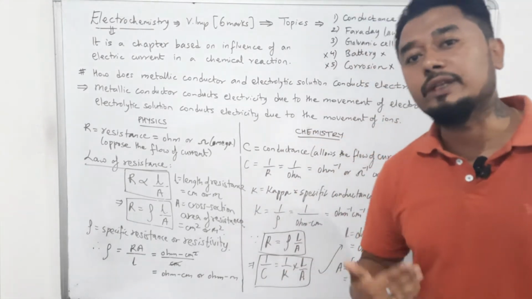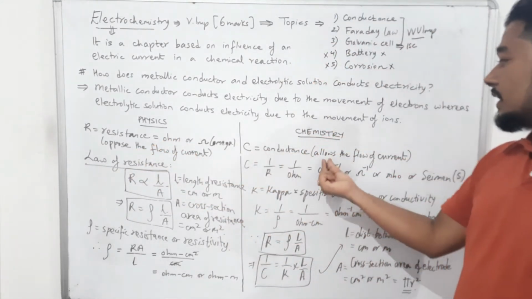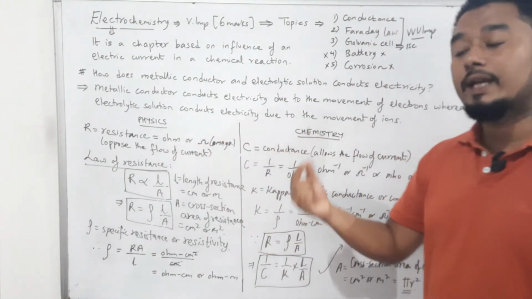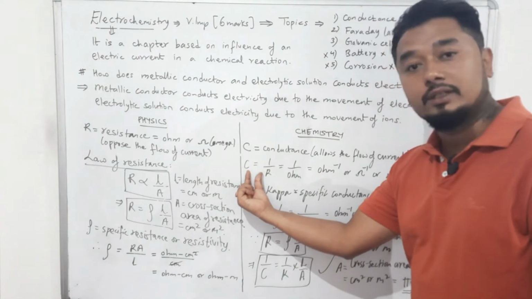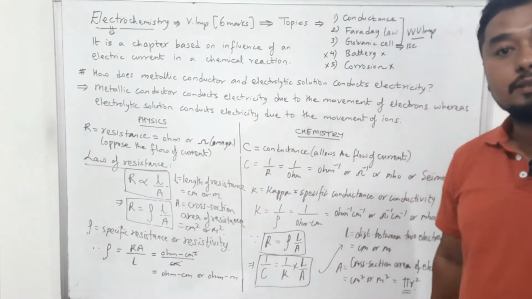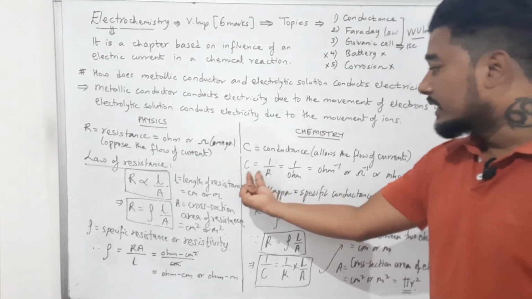So they are reciprocal to each other. Resistance opposes the flow of current, whereas conductance allows the flow of current, whose symbol is C. So from this definition we can say that they are reciprocal to each other. So conductance is 1 upon resistance. Okay. So conductance is 1 upon resistance. Hope you all understood. They are reciprocal to each other.